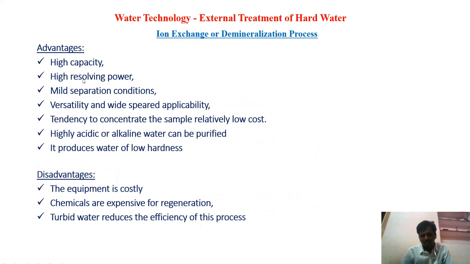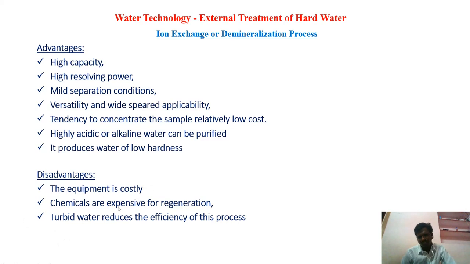What are the advantages? It has a high capacity to remove both cations as well as anions. It has high resolving power, the separation conditions are very mild, and we can use it to remove both acidic and alkaline impurities. If the water is acidic or alkaline, that does not matter; we can use it to purify acidic and alkaline material also. The water coming out through the outlet has very low hardness, or may have no hardness. Disadvantage: this equipment is very high cost.